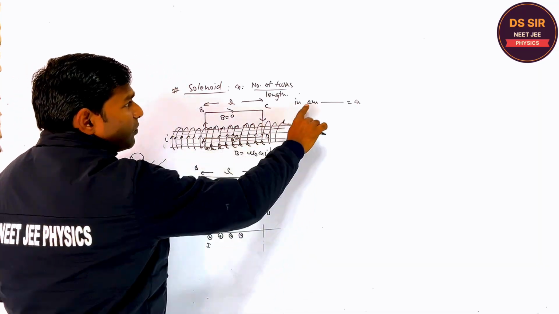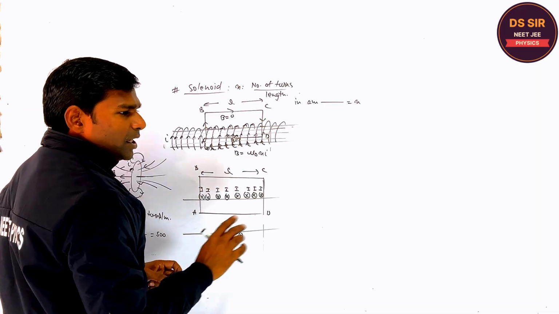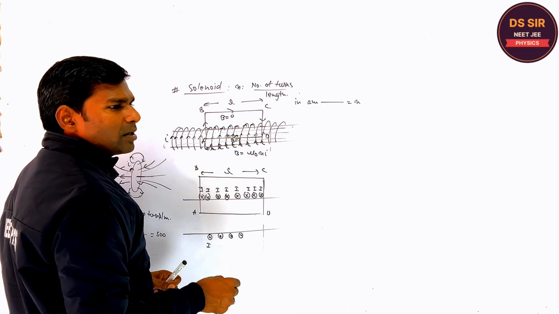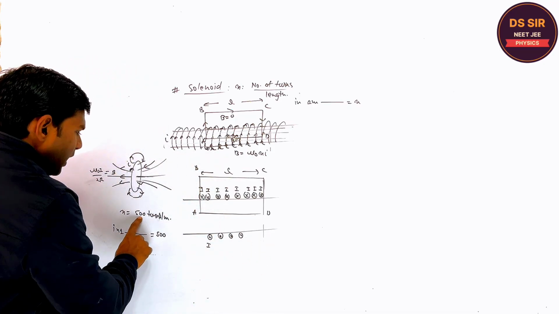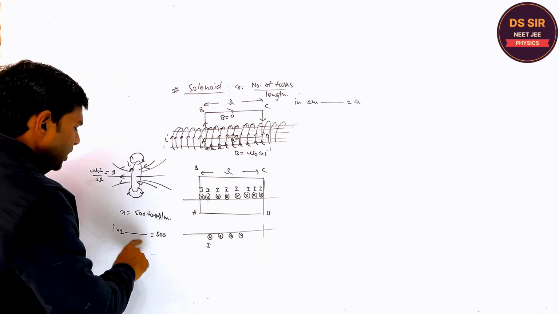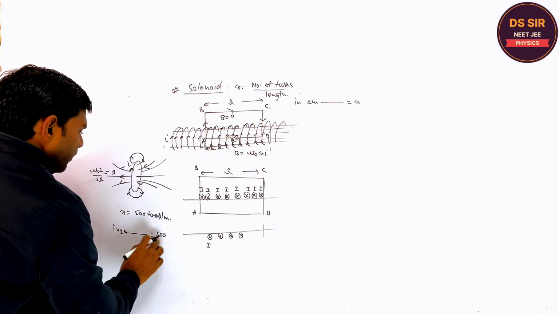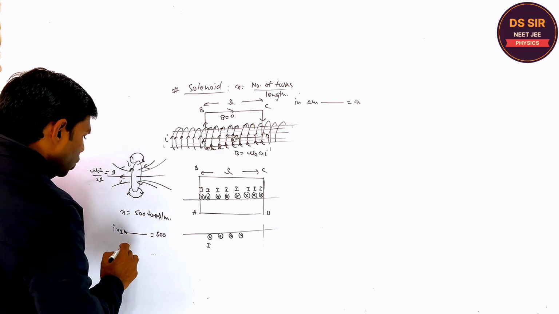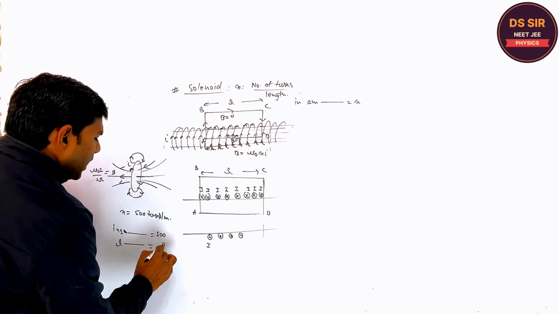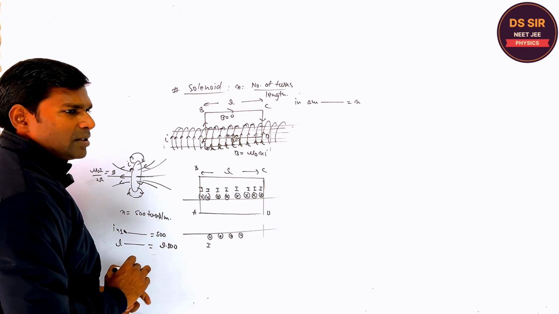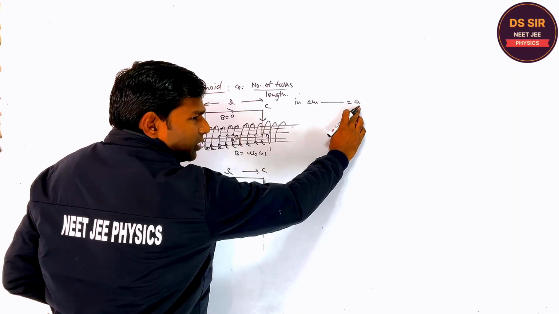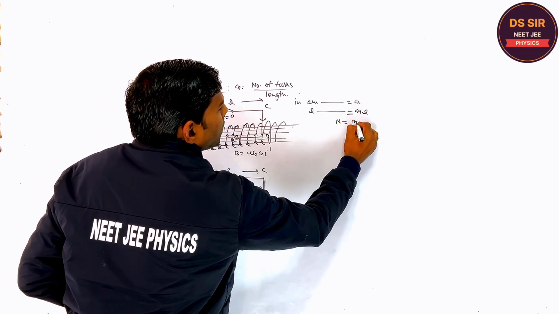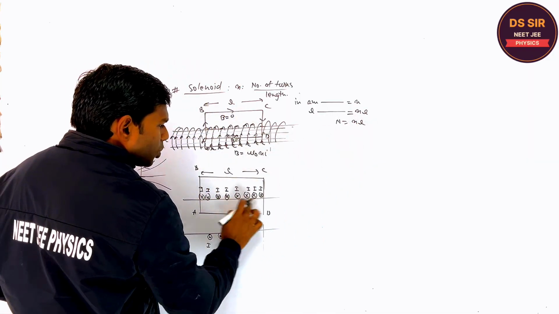In 1 meter, it is n. In 2 meter, it is 2n. In 3 meter, it is 3n. 500 turns per meter means in 2 meter, 2 into 500, right? So in L meter, L into 500. So if in 1 meter there are n turns, in L meter there are n into L. So these are the total number of turns.